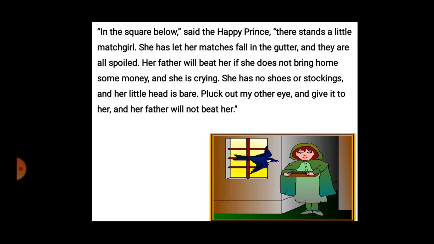So he said that in the square below there is a little girl who sells matches, but by mistake all her matches have fallen in the gutter, and now those matches have gone wet and there is no use of them. She is crying because her matches have fallen in the gutter, and she is also afraid that her father will beat her. She does not have shoes or stockings and she is standing there in the cold. Her little head is also bare. She has not covered her head.